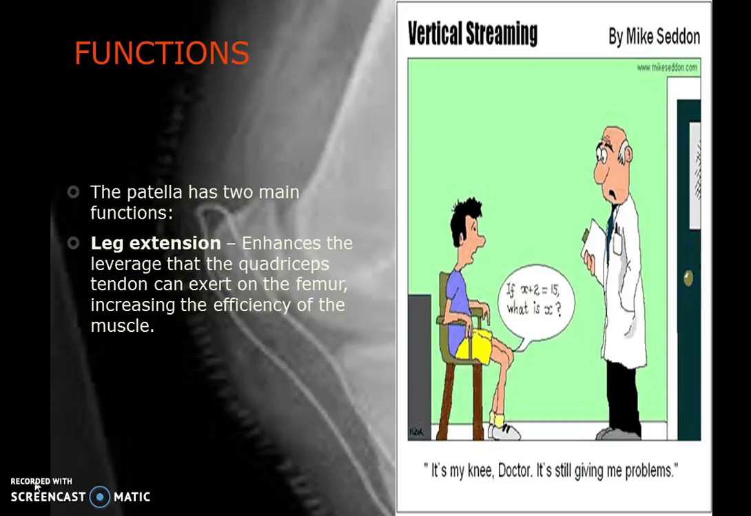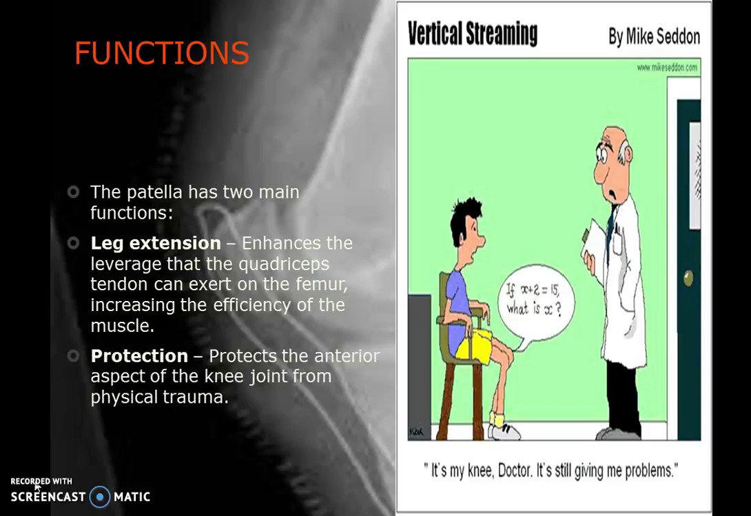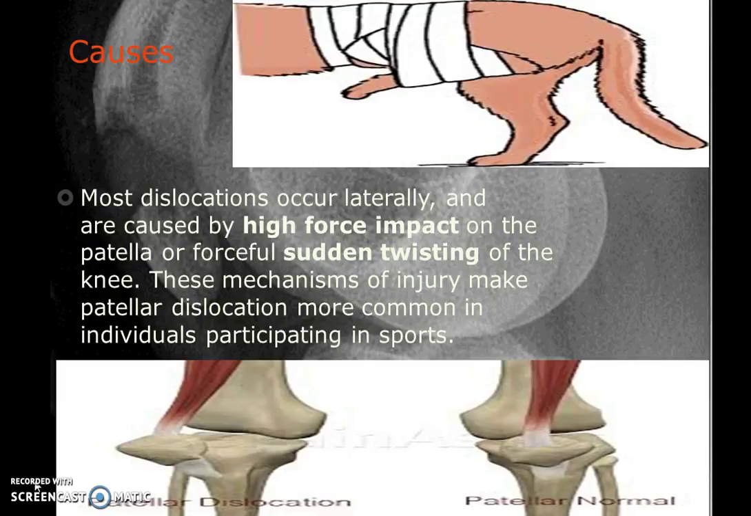Functions. The patella has two main functions. First, leg extension: it enhances the leverage that the quadriceps tendon can exert on the femur, increasing the efficiency of the muscle. Second, protection: it protects the anterior aspect of the knee joint from physical trauma.